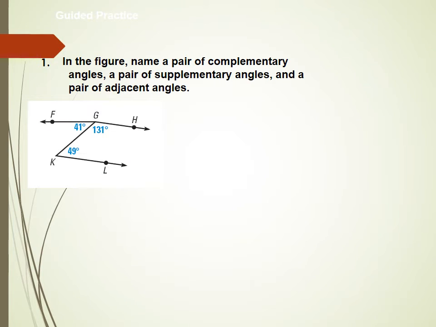So now in this one, I want you to name a pair of complementary angles, a pair of supplementary angles, and also a pair of adjacent angles. Now, I don't want you to sit there and automatically push the next one or wait for me. So try it on your own. Stop the slide. See if you can do it. Remember to name an angle by 3 letters with the vertex being in the middle.